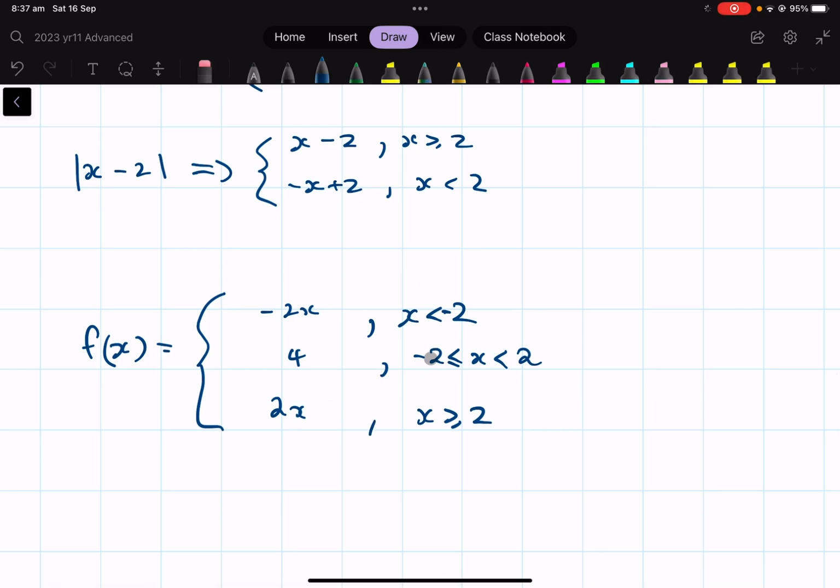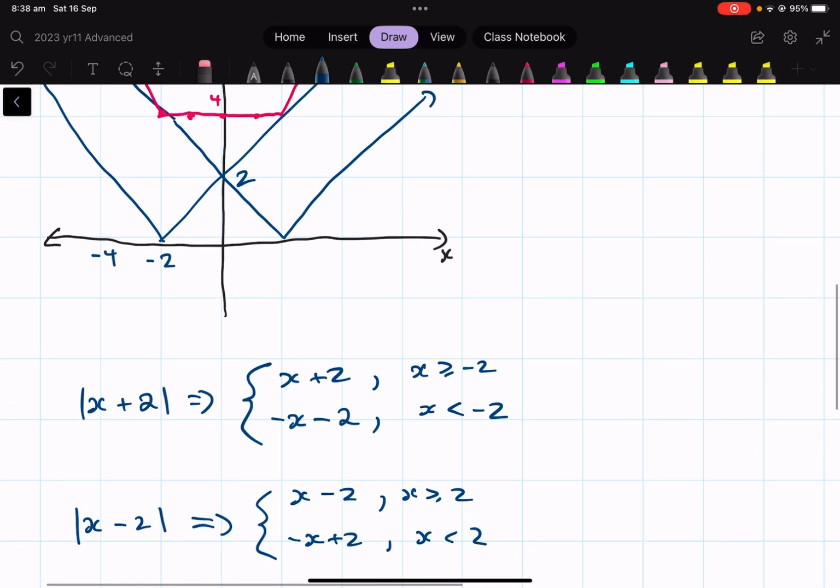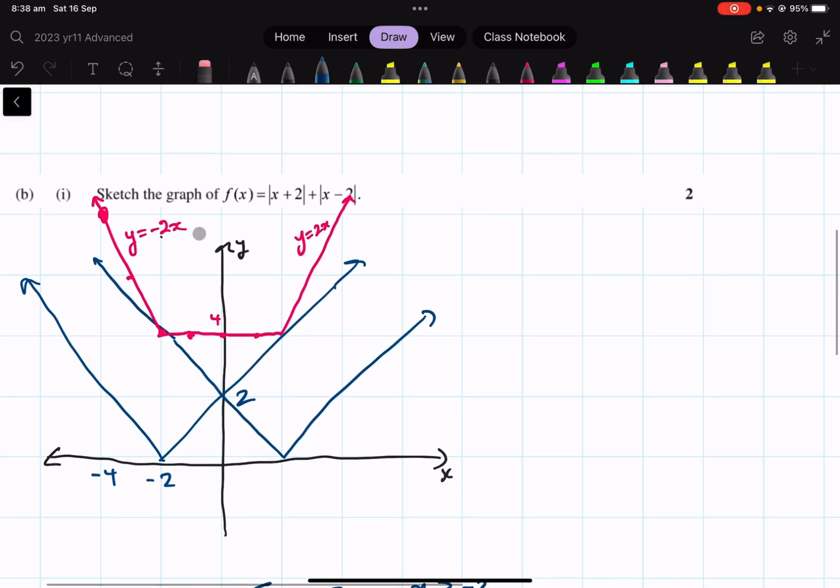So that's why it's a piecewise function that is negative 2x for x less than negative 2. It's 4 for those values in between, and it's 2x for the upper section, algebraically. Okay, so those were the two questions asked there.